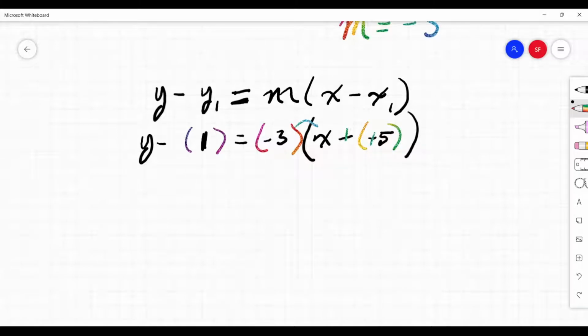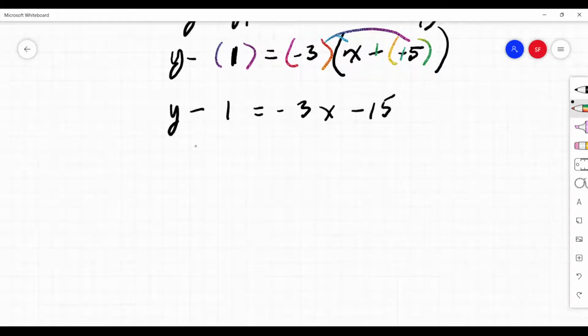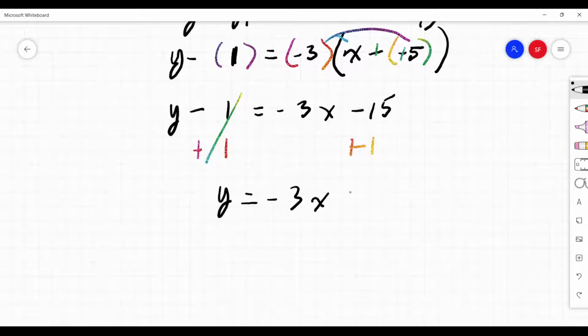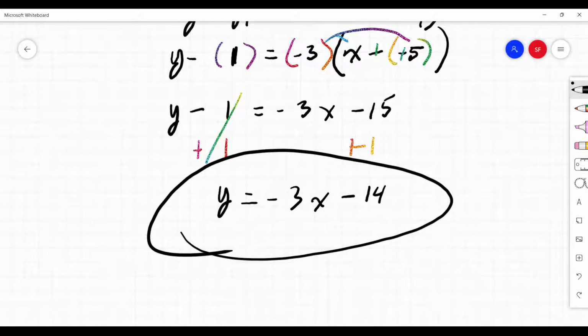So now, what would we do? Distribute. Negative 3 times x is negative 3x. Negative 3 times 5 is negative 15. Now what do we do? Add 1 to both sides. So y equals negative 3x minus 14. True facts. Oh, I know what I did wrong. Good. I'm glad.